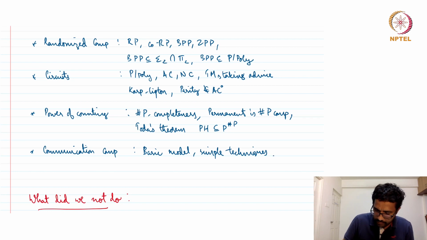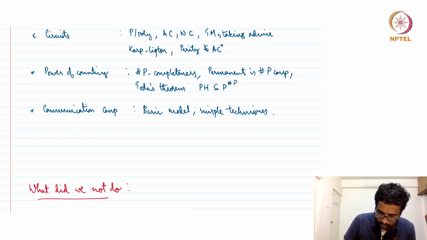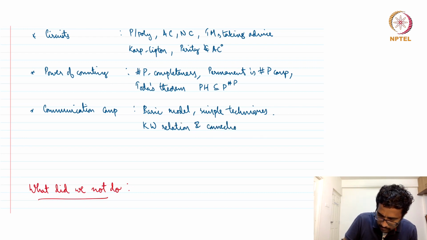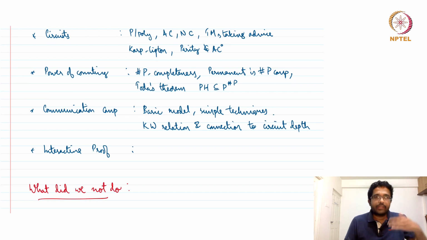We saw the Karchmer-Wigderson relation and its connection to circuit depth. We saw the monotone depth lower bound for matching, right? And finally, we saw interactive proofs, like what could be shown if we could interact with the prover instead of just taking a static proof and verifying it yourself, right?